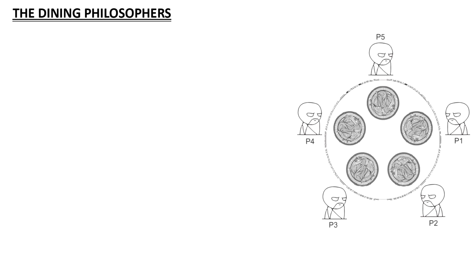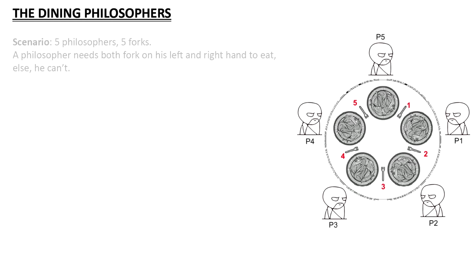For the scenario, there are 5 silent philosophers sitting at a round table with plates of spaghetti. A fork is placed between each pair of adjacent philosophers. A philosopher needs both the fork on his left and right hand to eat, else he cannot.